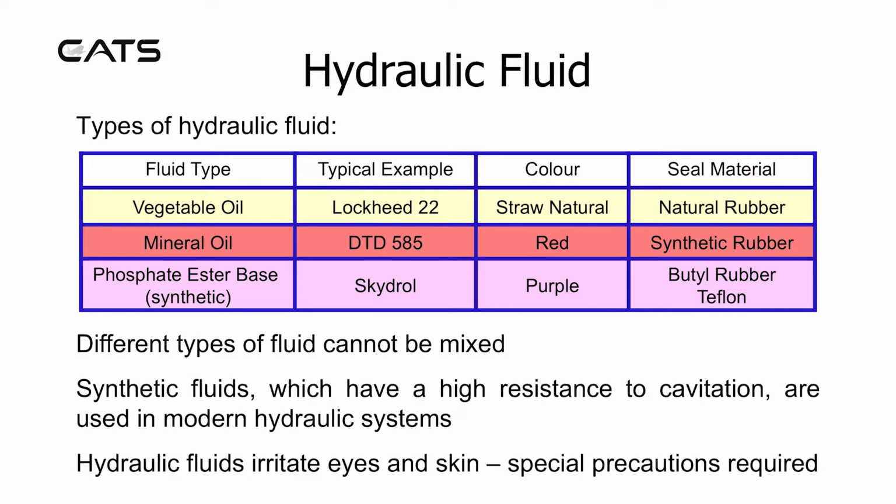Types of hydraulic fluid. Vegetable oil, an example would be Lockheed 22, is straw or natural coloured, and the seal material is natural rubber. Mineral oil, for example DTD 585, is coloured red, and the seal material is synthetic rubber. Phosphate ester base synthetic fluids have a typical example of Skydrol. The colour is purple, and the seal material is butyl rubber or Teflon.